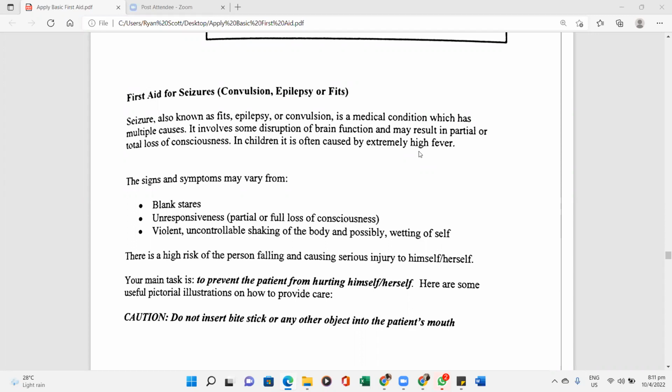There's a high risk of the patient falling and causing serious injury to him or herself. So you have to help. When somebody is in a seizure, you don't just leave them like that, because they can hit their head and burst their head. They can fall on a stone, they can fall on sharp equipment and kill themselves. So you have to be careful how you handle somebody that has a seizure. It says your main task is to prevent the patient from hurting him or herself. Here are some useful pictorial illustrations on how to provide care. Scroll down.